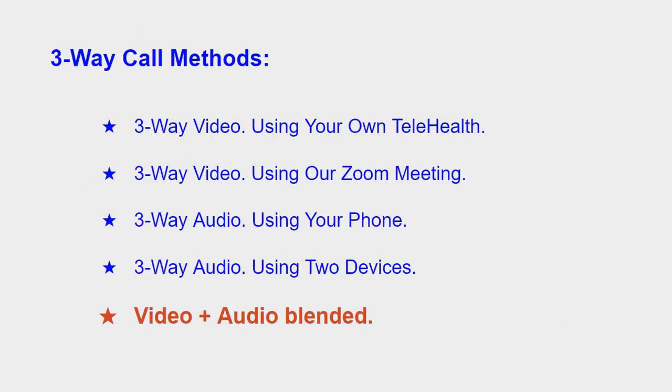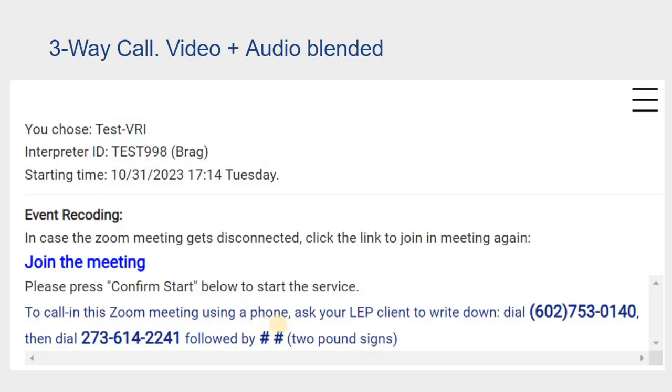Option number 5, once you are in the Zoom meeting with the interpreter, follow the instructions on your web app interface. For example, ask your LEP client to call in to this Zoom meeting using a phone. Your client needs to write down, dial 602-753-0140, then dial the 10-digit meeting ID, followed by 2 pound signs. The meeting ID will show up once you are in the Zoom meeting with the interpreter.